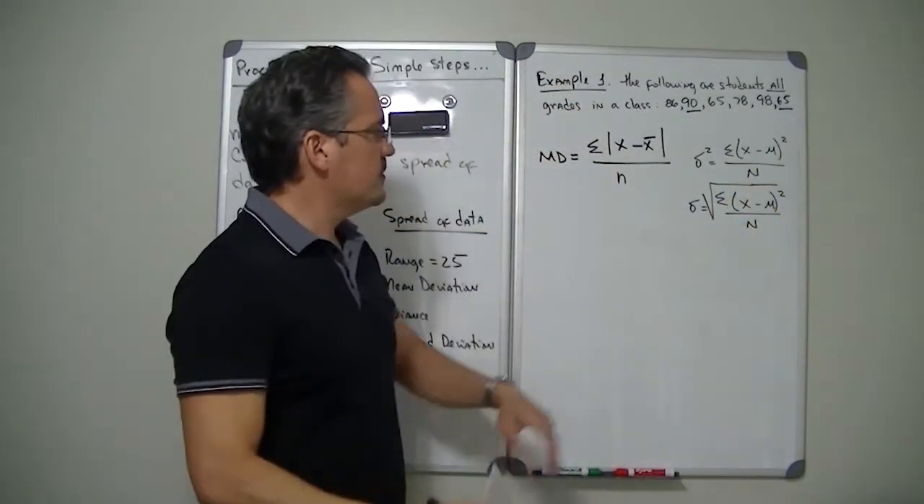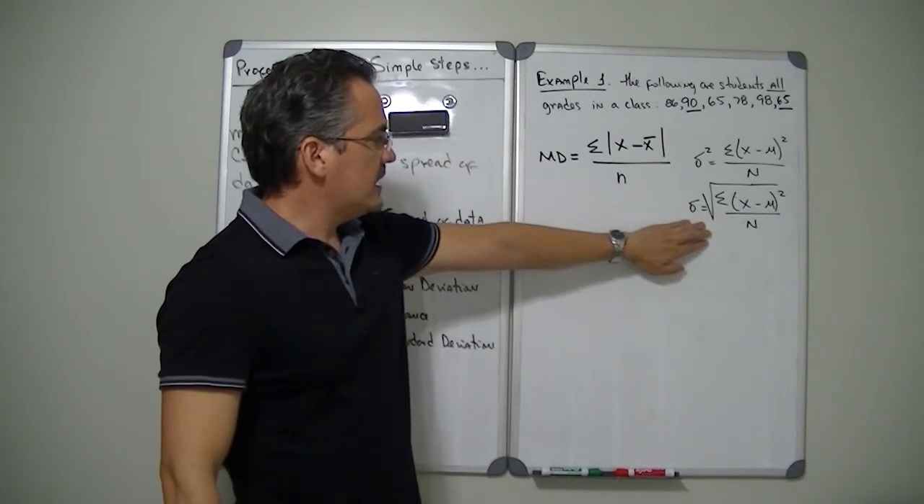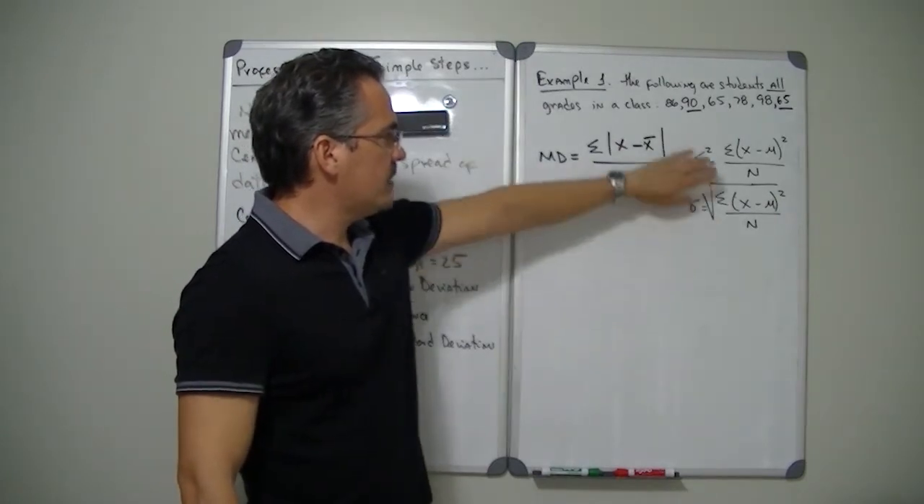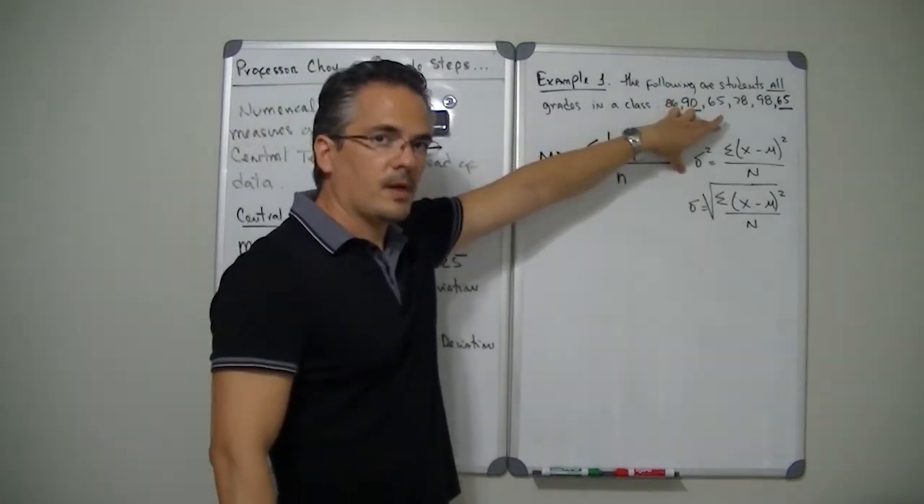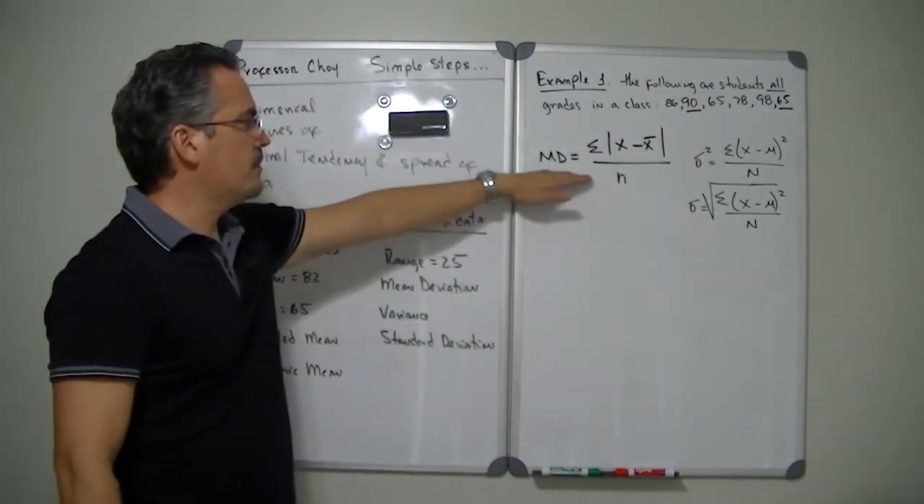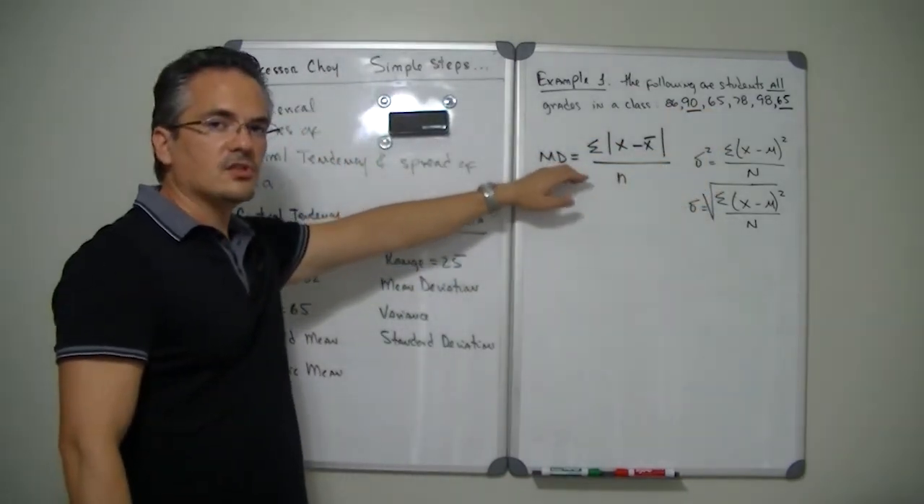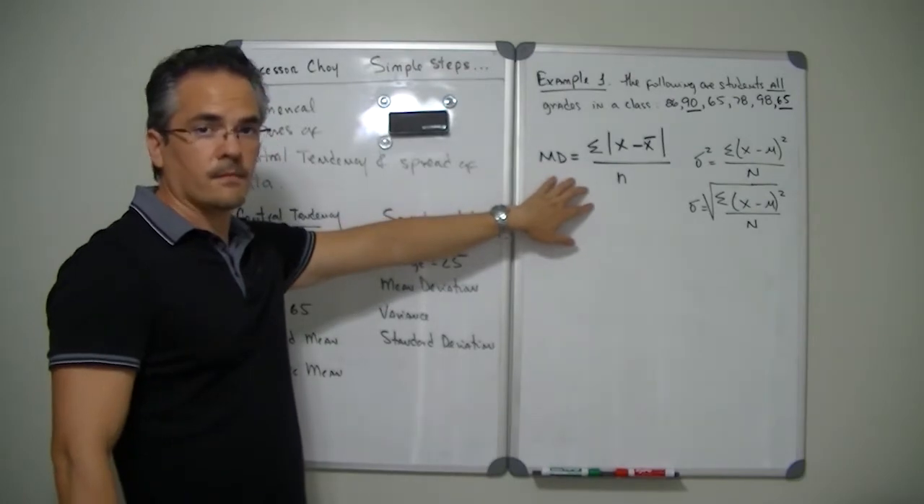Okay? So this is my formula for standard deviation for population. This is my formula for variance for population. And this is my formula for mean deviation. Let's just start with mean deviation for now. Okay?